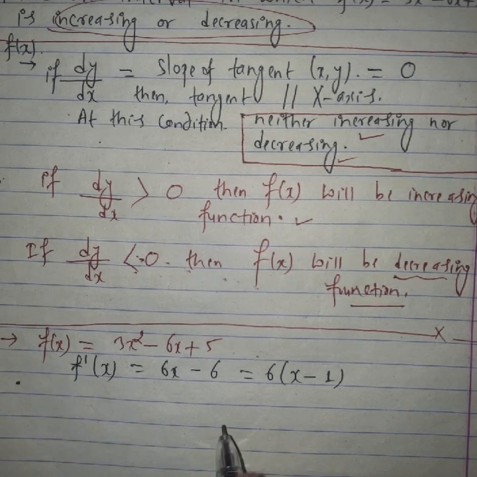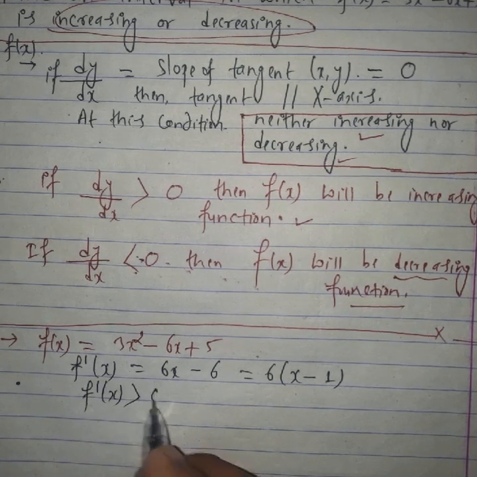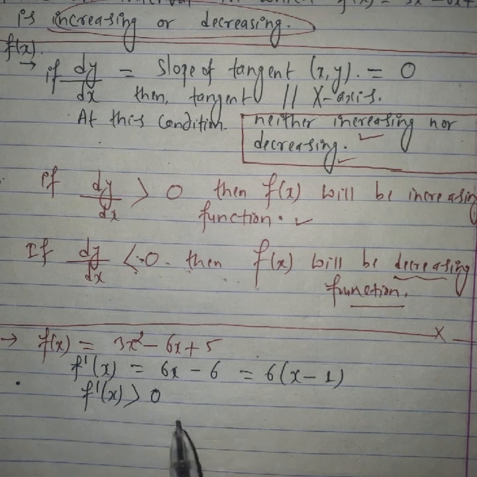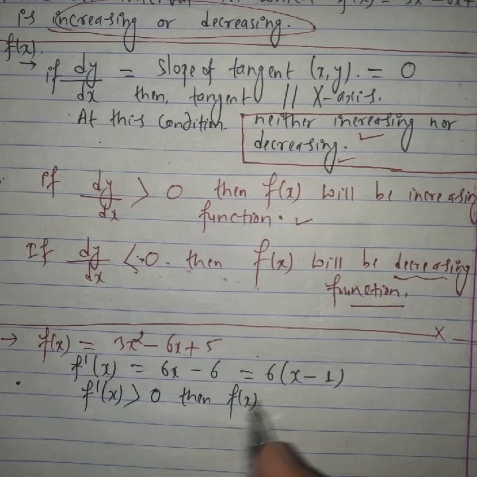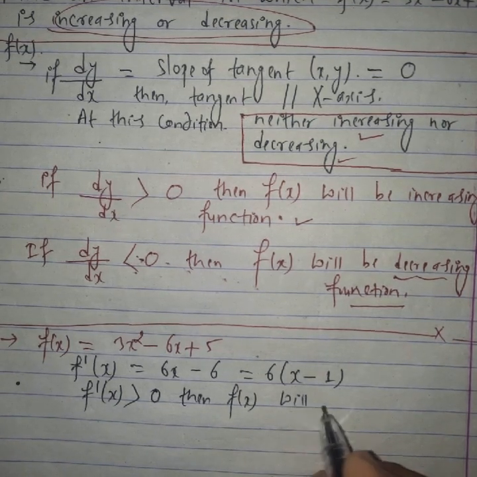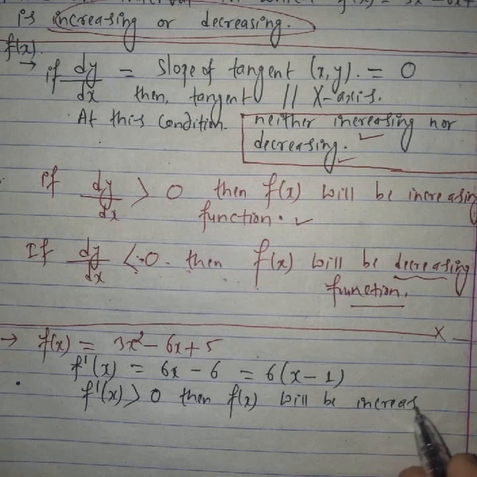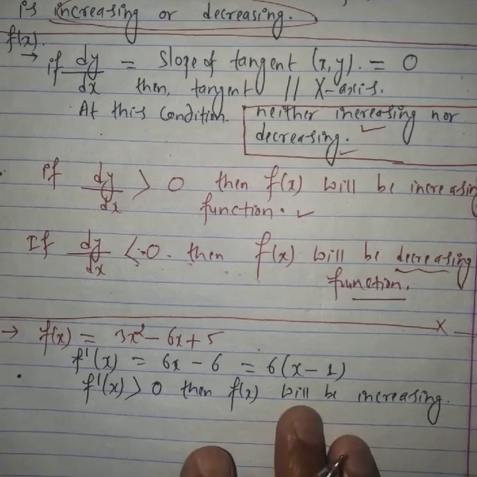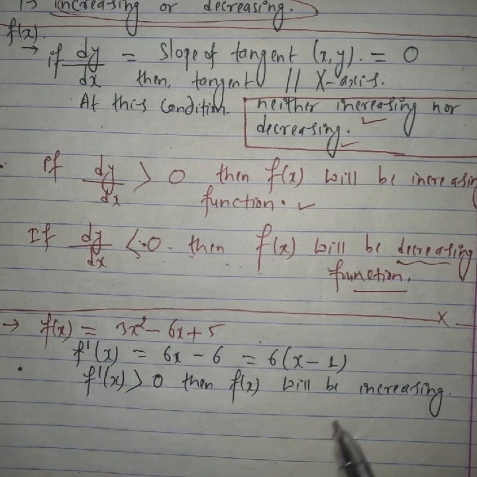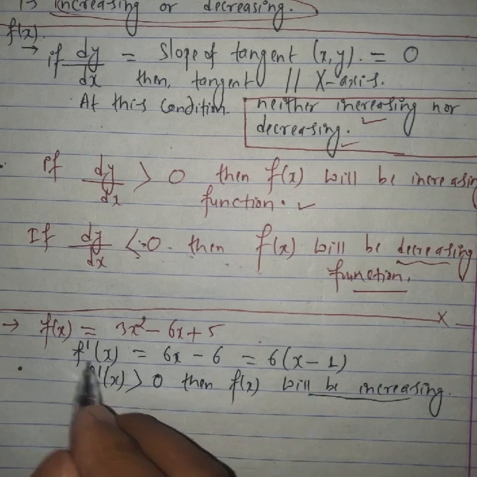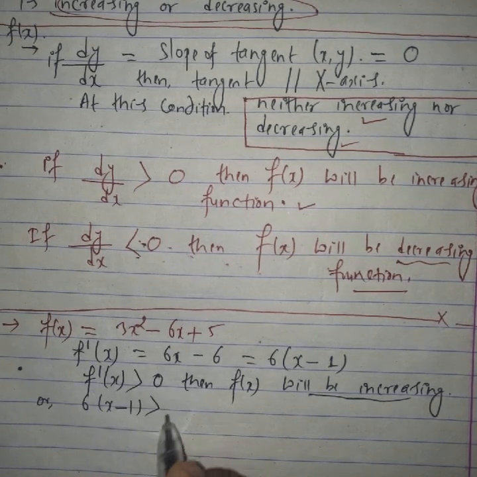Let's solve for the increasing nature first. When f dash of x, the first derivative, is greater than 0, then f of x at that situation will be an increasing function. So let's calculate the interval for which the function f of x will be increasing. Here the first derivative is 6 times x minus 1 greater than 0.